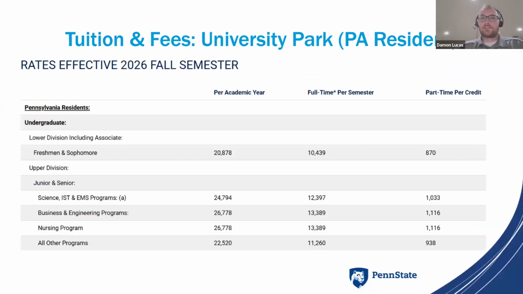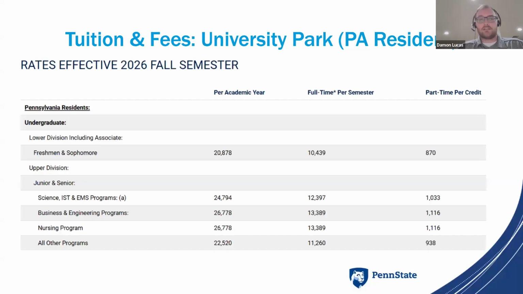First, here's the tuition cost for a PA resident. You see there, we have per academic year. This is the full-time rate. And then you also have a per credit rate for part-time, which is anything below 12 credits. So between 1 and 11 credits is part-time, and 12 and above is full-time. Here again, there's the per academic calendar year, and there's a cost per semester. Notice for freshman and sophomore, you have the 20,878, and that's for the full year.